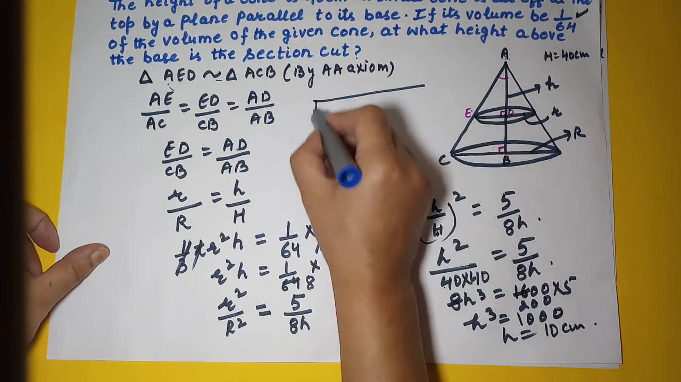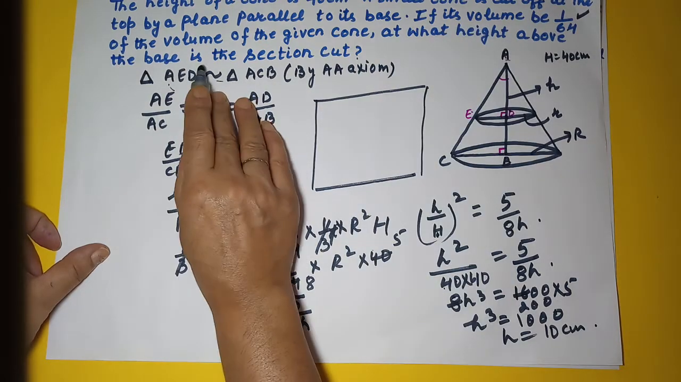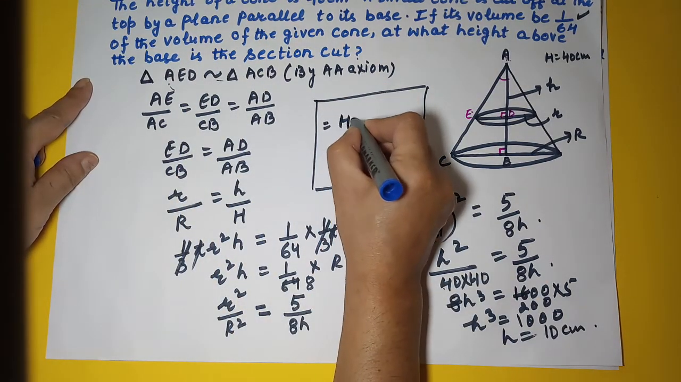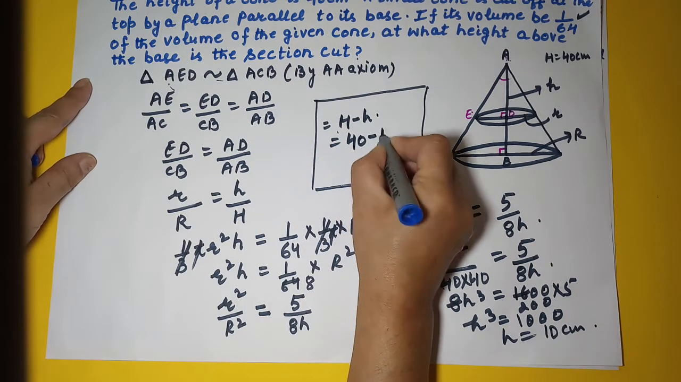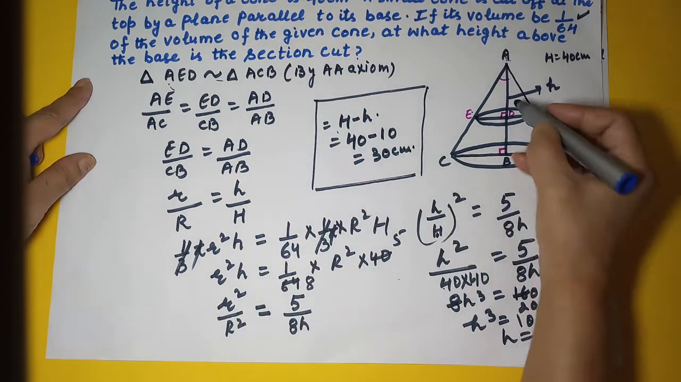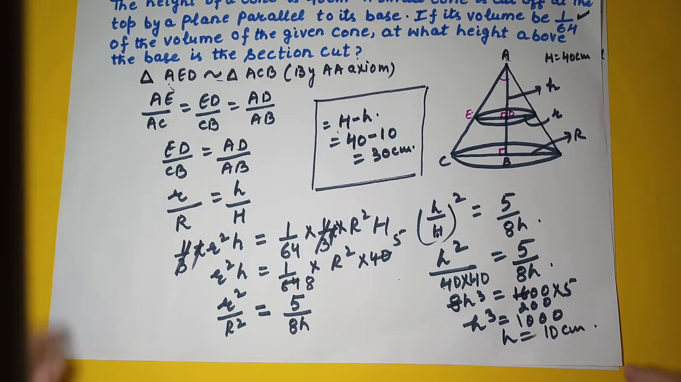Now he wants me to find at what height above the base is the section cut. Does that mean I have to find H minus h? Yes. So my capital H is 40 minus 10. So at 30 centimeters from the base, this cone must have been cut.